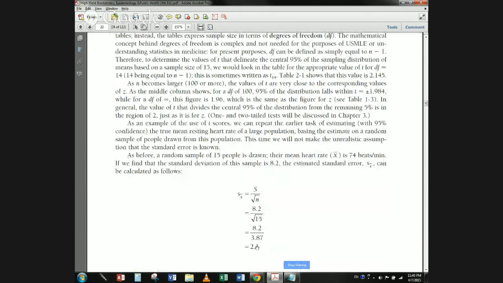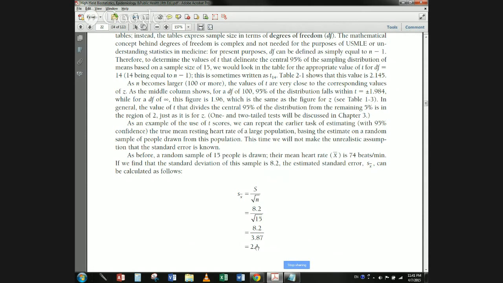As n becomes larger, 100 or more, the values of t are very close to the corresponding values of z. As the middle column shows, for degrees of freedom of 100, 95% of the distribution falls within t equal to plus or minus 1.984. While for degrees of freedom of infinity, this figure is 1.96, which is the same as the figure for z, seen in Table 1.3 earlier.